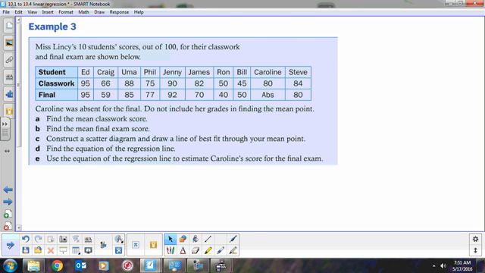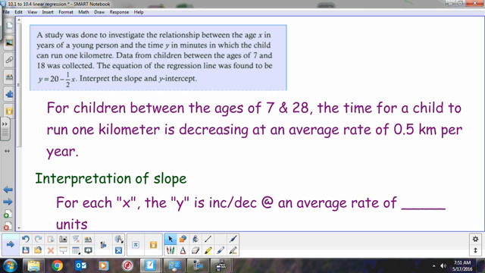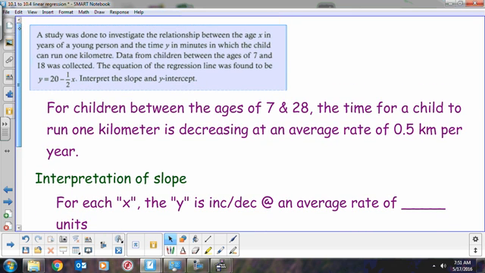It's up to you. All right, so let's look at how we're going to do this. Find the regression for home examples. All right, for children between the ages of 7 and 28, the time for a child to run 1 kilometer is decreasing at an average rate of... So at this point, what we're looking at is we want to interpret the slope. All right, so a study was done. This investigates the relationship between the age of a young person and the time it takes them to run a kilometer. They collected data from ages 7 to 18.